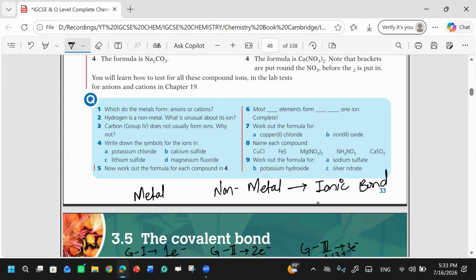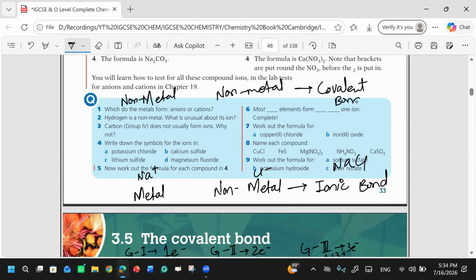This is ionic bonding. Why? Because you must have an example in your mind, sodium and chlorine. Sodium chloride. Sodium is a metal, it will lose an electron, and chlorine will gain an electron. So this will be sodium chloride. But if they say that you have one species that is a non-metal and the other is also a non-metal, in this case what type of bonding will this be? This will be covalent bonding, okay? Are you clear?